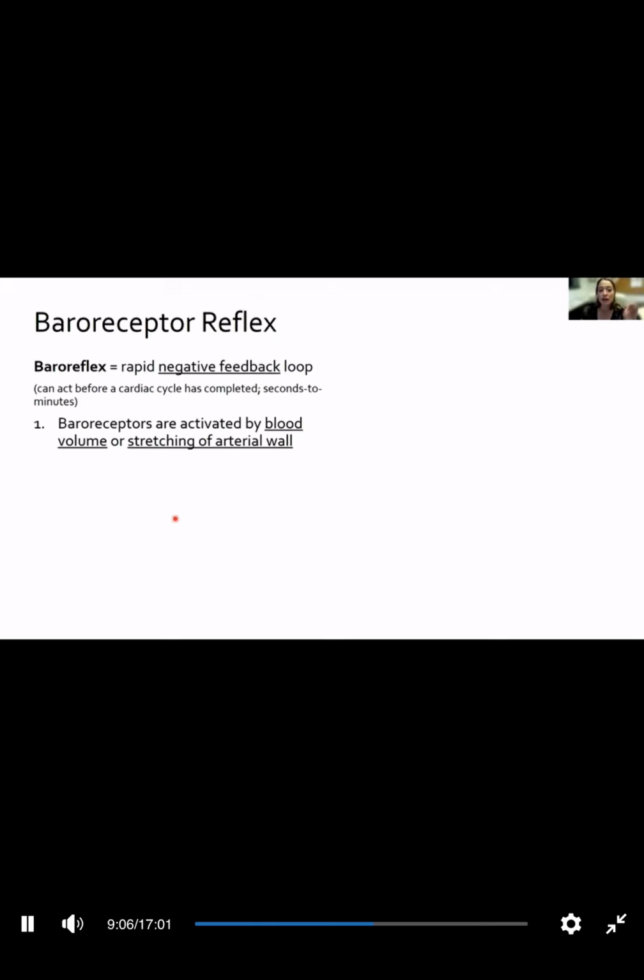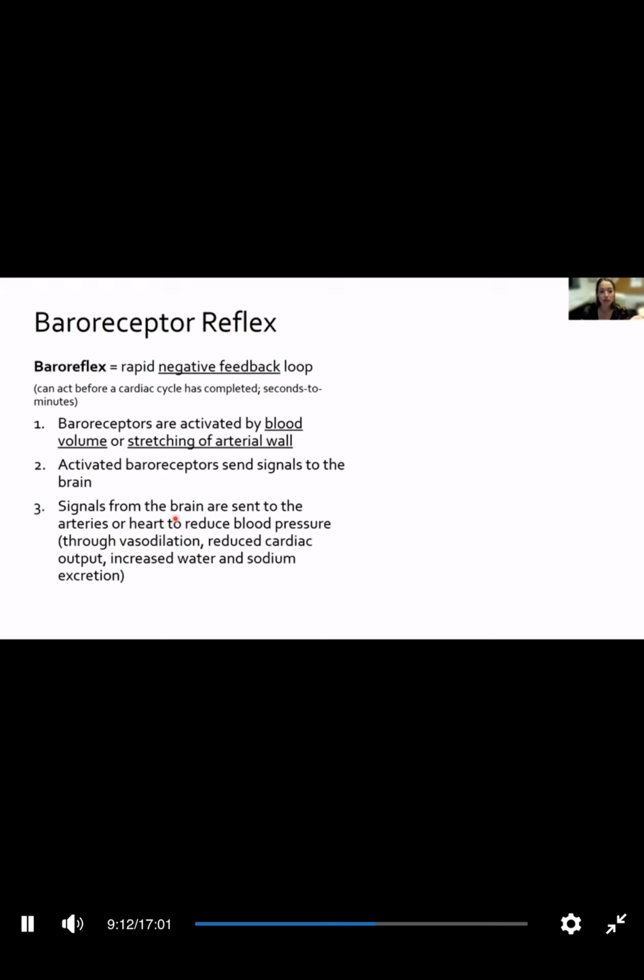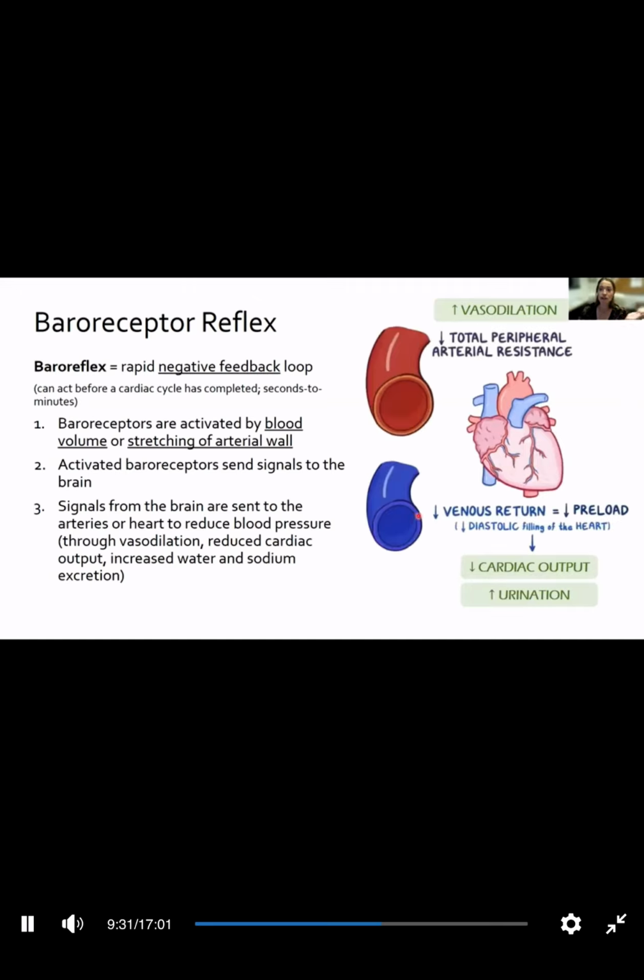So because they're activated by blood volume or stretching of the arterial walls, they then send signals to the brain. The signals to the brain are sent to the arteries in the heart to reduce blood pressure. Those signals are sent from the brain to those areas. They can regulate vasodilation, reduce the cardiac output, or increase the water or sodium excretion in order to modify pressure, all right? So if there is an increase in vasodilation, the increase in the vessel diameter, then you can decrease the total resistance or the total pressure at that artery.